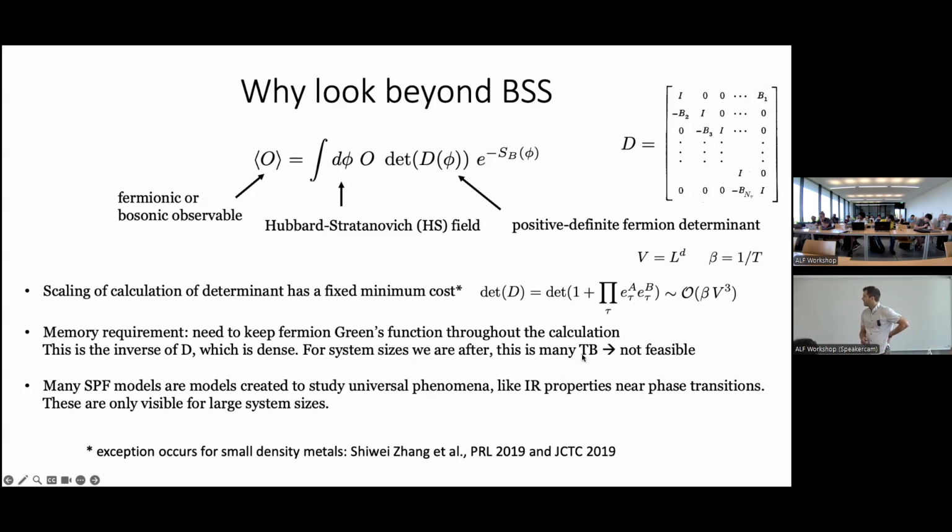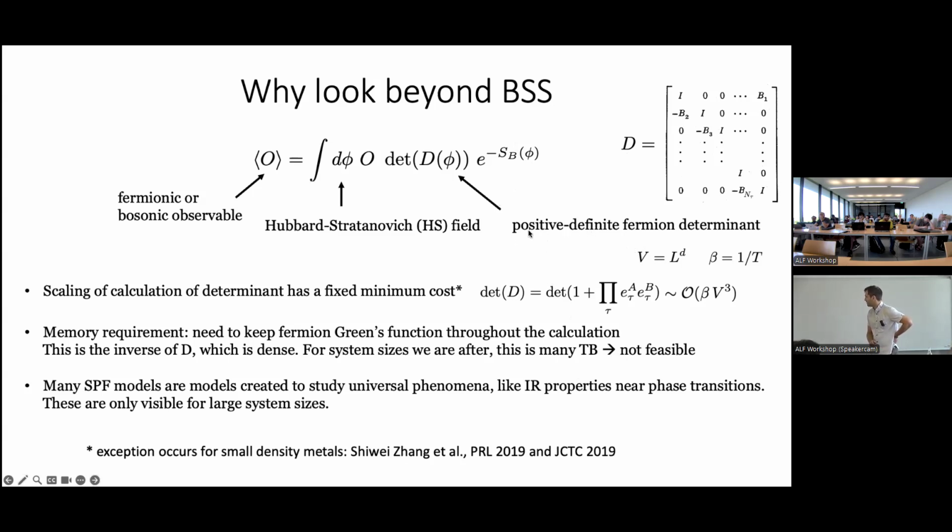And additionally, it's not just computational cost, it's also memory requirements. In this method, you have to keep track of the inverse of this D matrix, which is dense. And for system sizes that I'll be talking about, this is many terabytes that you need to keep in RAM, which is not really feasible. So we're going to look for some alternative.